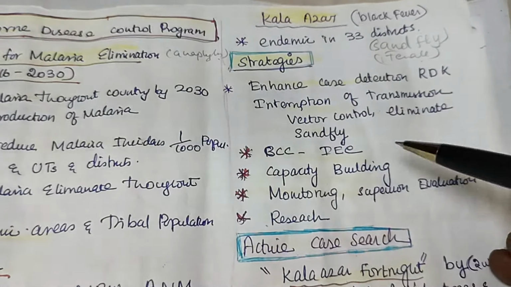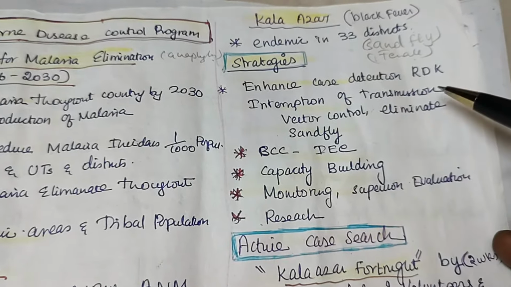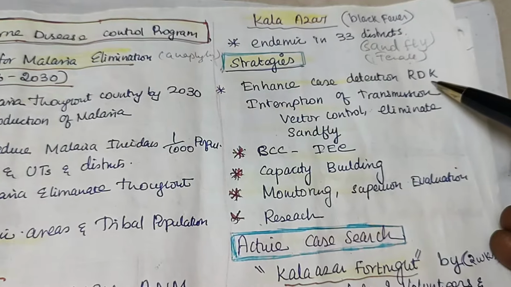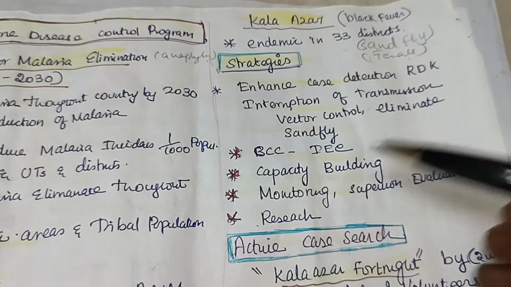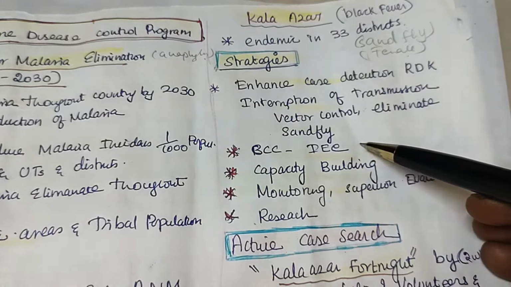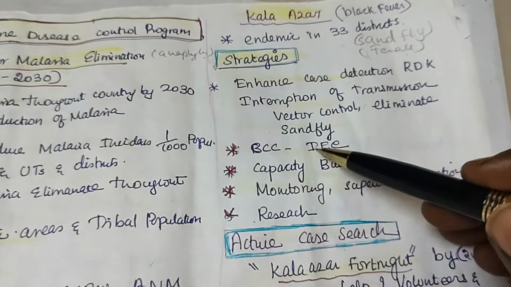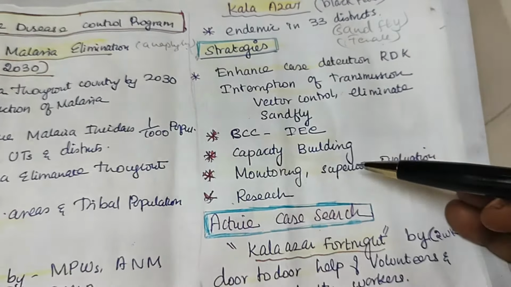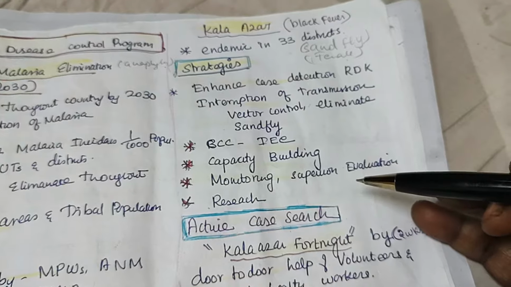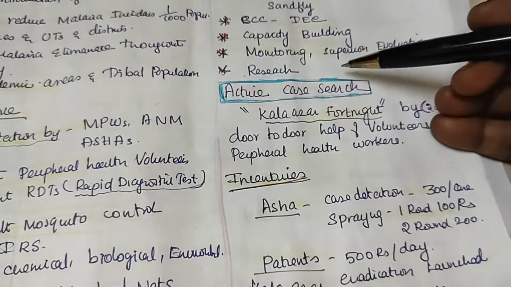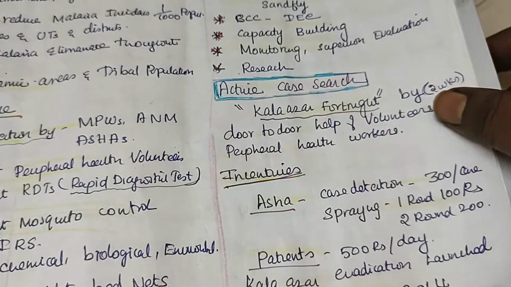Okay, strategies for this one: enhance case detection. What is RDK? Rapid diagnostic kit. Interruption of transmission through vector control and eliminating the sand fly. The main thing is BCC, behavioral change communication through IEC. Then capacity building, monitoring and supervision, and continuous research, so that this research will help to prevent it next year.